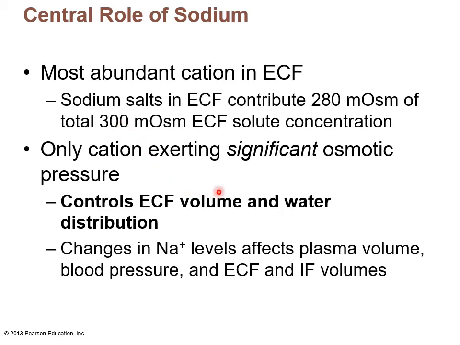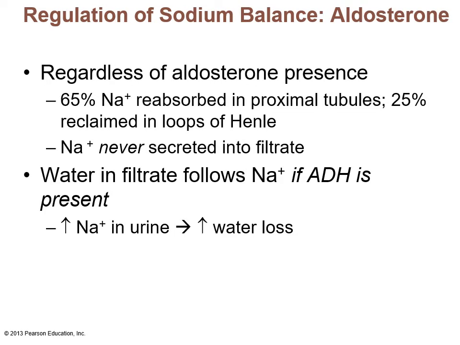So aldosterone is pretty important because it controls sodium, and sodium makes up a major part of the solute concentration of that extracellular fluid compartment. It's the only cation that really exerts significant osmotic pressure. So it controls the extracellular fluid volume and water distribution, and changes in sodium levels affect plasma volume, blood pressure, and extracellular fluid compartment values and interstitial fluid volumes. Very important. So what regulates sodium?